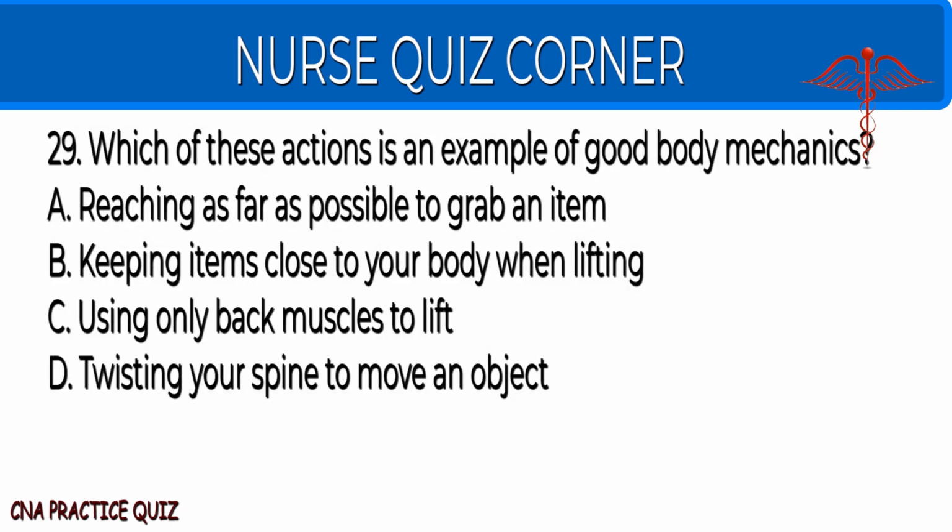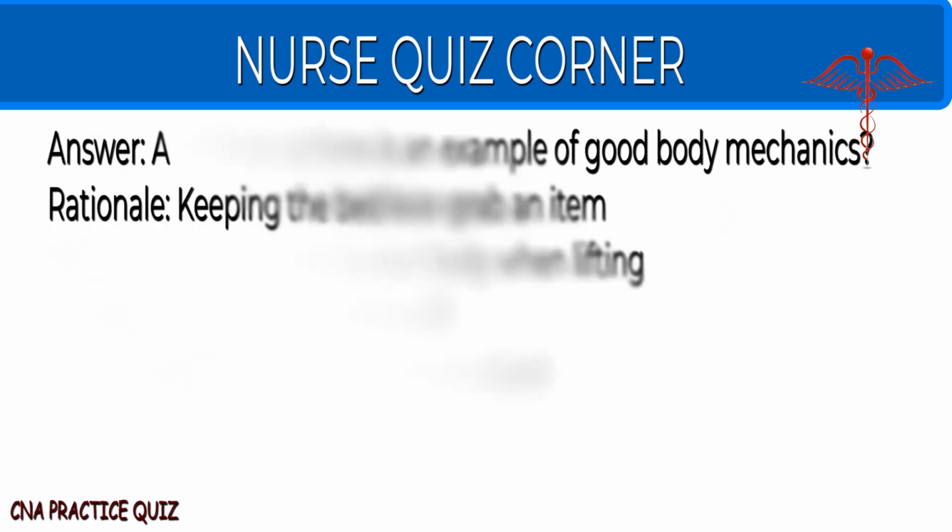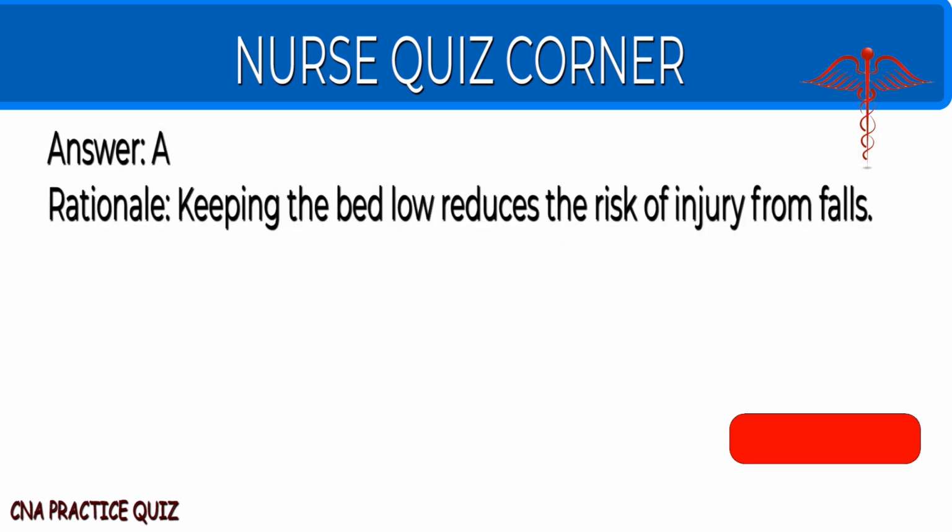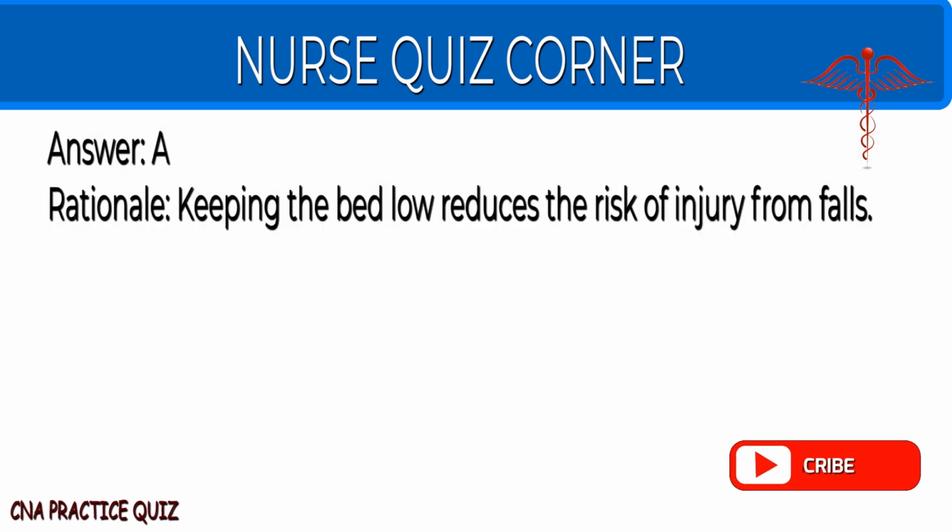29. Which of these actions is an example of good body mechanics? A. Reaching as far as possible to grab an item. B. Keeping items close to your body when lifting. C. Using only back muscles to lift. D. Twisting your spine to move an object. Answer B. Rationale: Holding items close to your body helps maintain proper alignment and reduces strain.